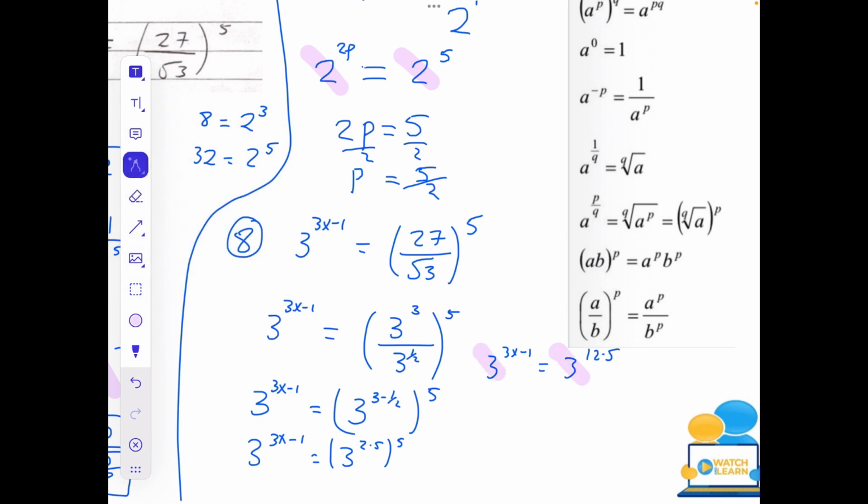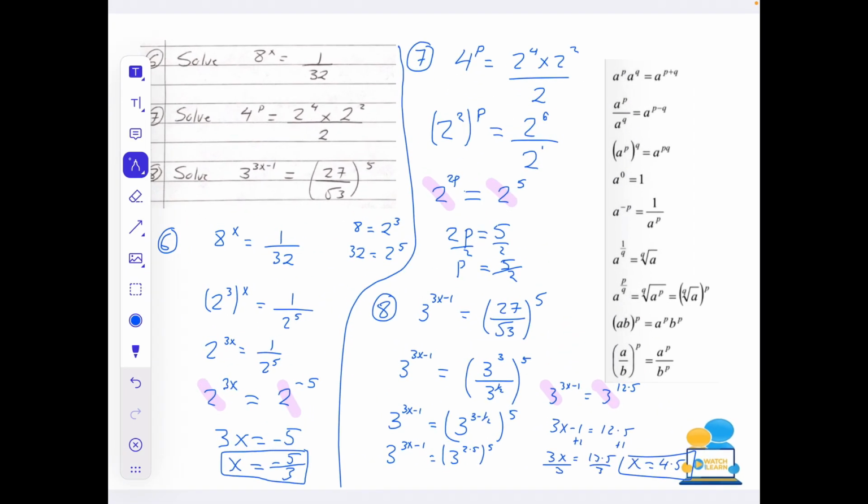We have the same bases, so we are going to be left with 3x minus 1 is equal to 12.5. Solve for x: add 1 to both sides, and divide both sides by 3. So we'll get x is equal to 4.5. Okay, again, that is possible to check. Similar to what we have been doing, sub it in, see what decimal you get out. Do the same thing with the other side, put that into your calculator, you should get out the same decimal.